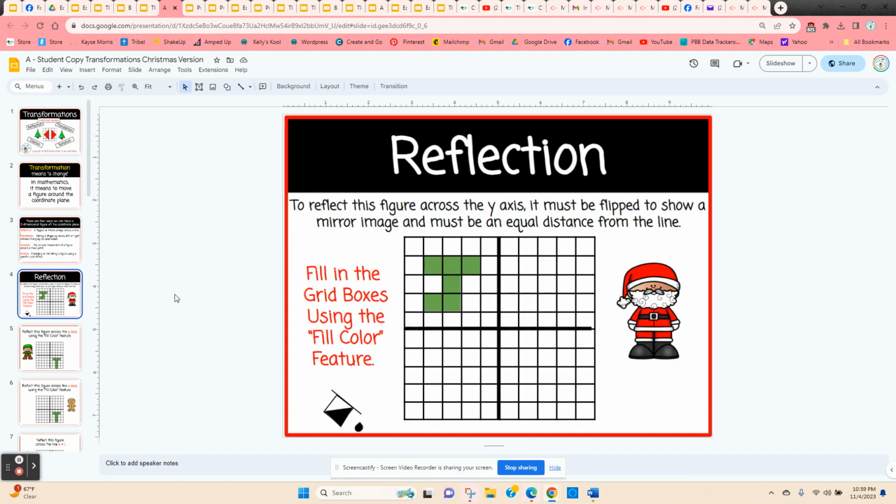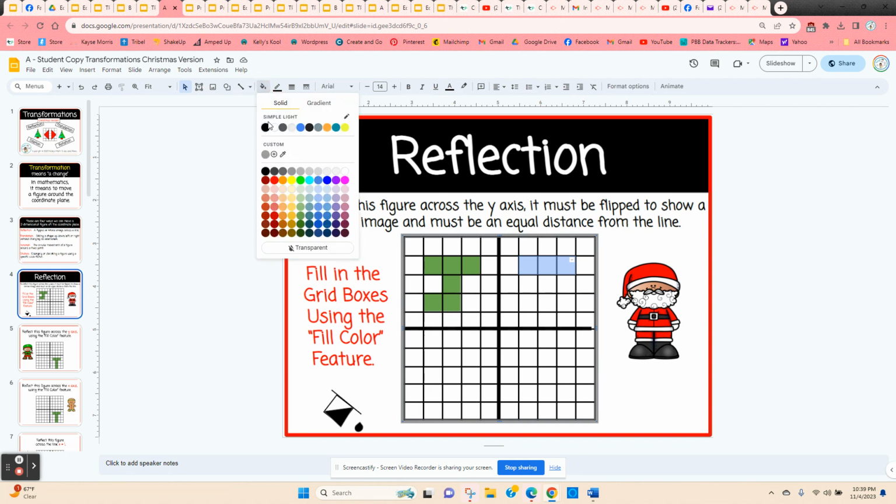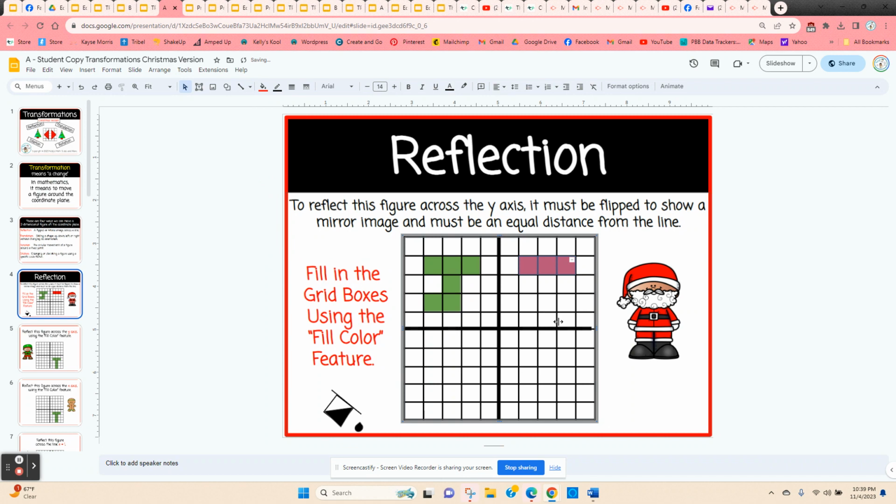And they're going to start with reflection. So this is a lot of fun for the students. They're going to use the fill color feature of Google Slides to show a reflection, in this case across the y-axis. So we're going to use this same shape, and they're just going to click and hold in the square they want to color, and they can glide across until they get a rectangle. Come up here to the fill color feature, and they can choose any color they like.